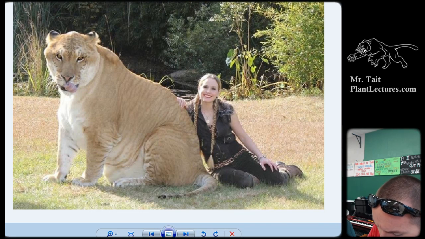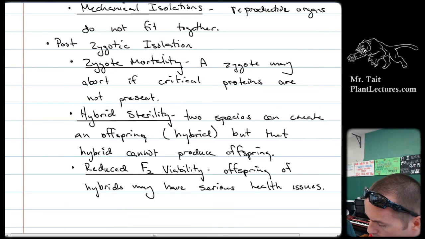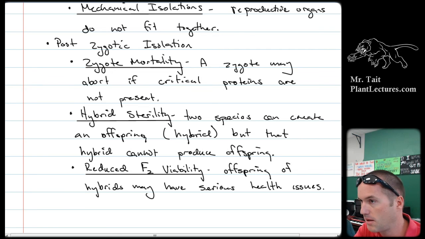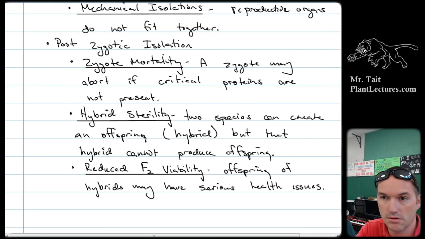All right, so reduced F2 viability. I want to talk a second about this, just a refresher on what F2 means. So the parent generation, if we were talking about a liger, the parent generation would be the lion and the tiger, right? Then F1 is all of the ligers, right? And then if it was possible for the F1 generation, a liger, to reproduce with a liger, they would produce an F2 offspring.